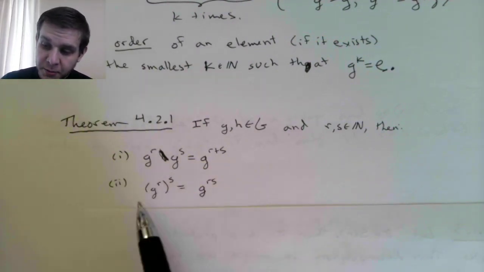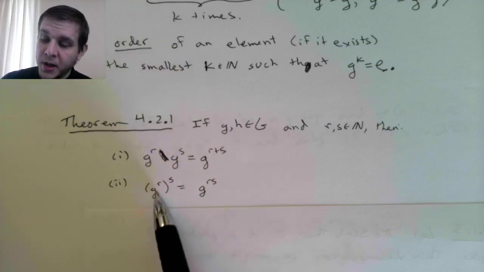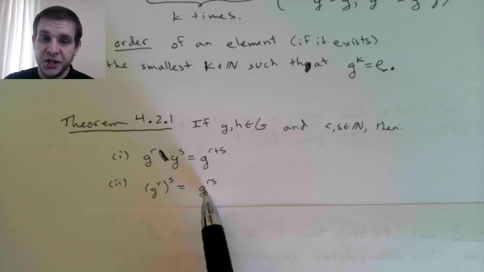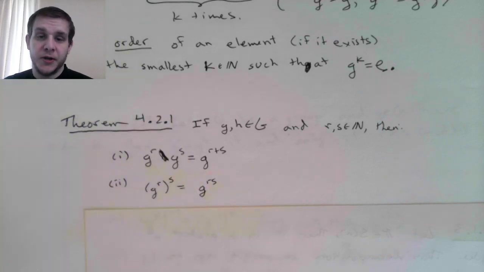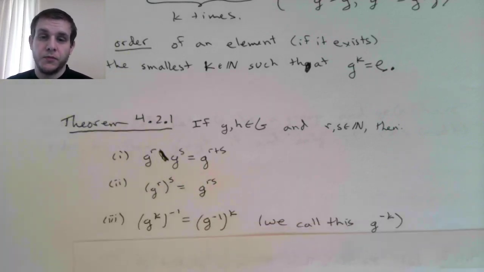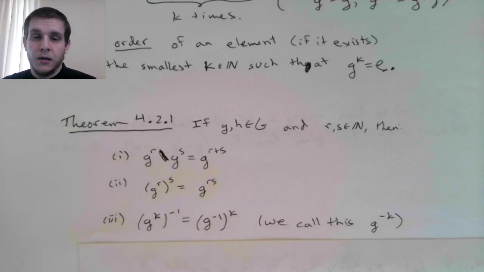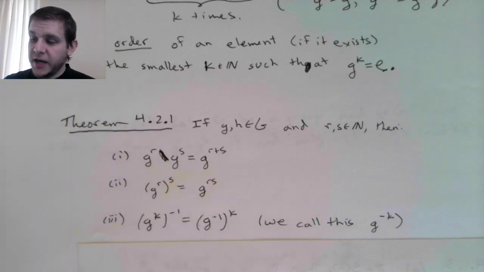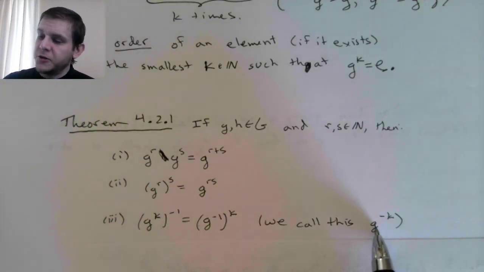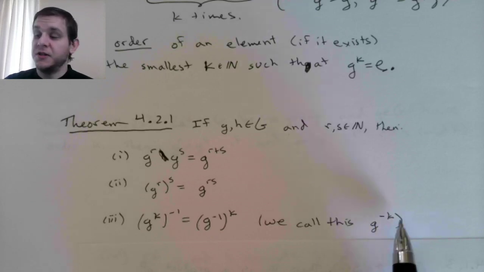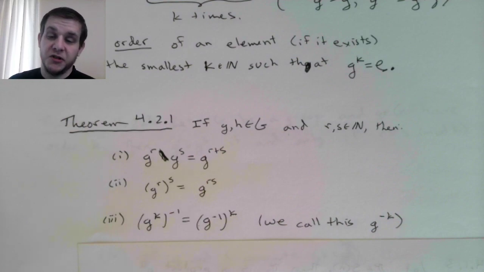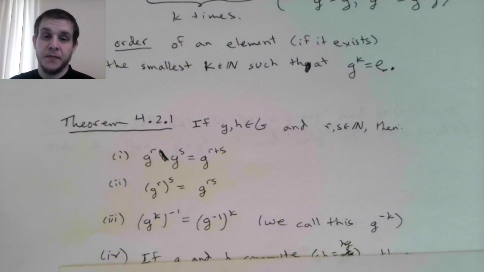Same with numbers. If you take a group element to a power and then raise that element to another power, it's the same as raising the original G to the power R times S. G to the k inverse is G inverse to the k. And for shorthand, we usually just denote this element G to the minus k. These two elements are the same. They're called just G to the minus k.